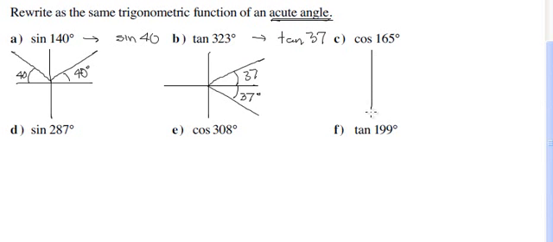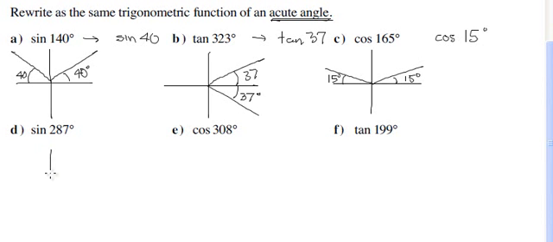Cosine 165 is over here. What's its reference angle? Imagine going around to 180 and then having to back up to 165. You'd have to back up 15 degrees. So that's our reference angle. It's saying there ought to be some connection between these. Something between cosine 165 and cosine 15.